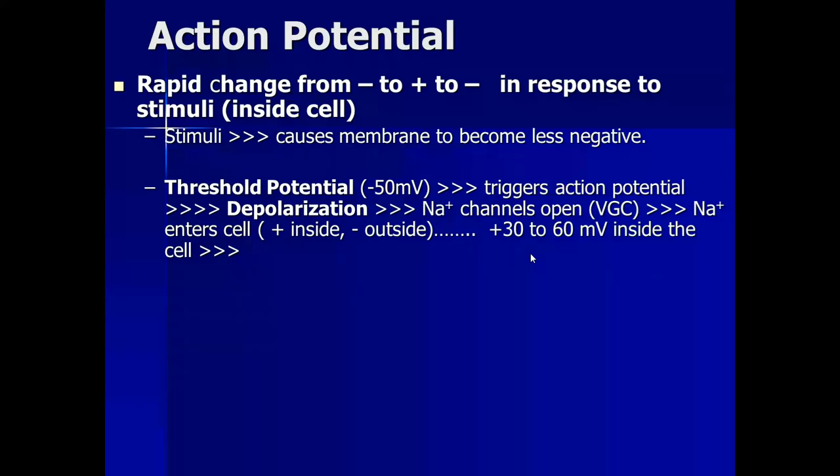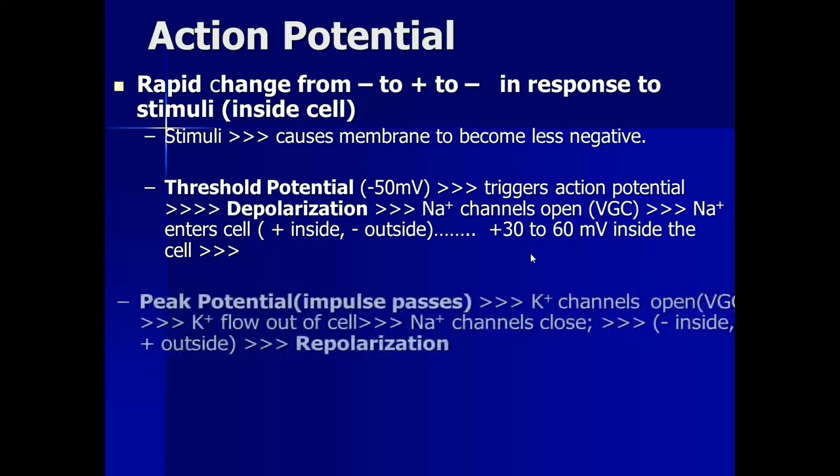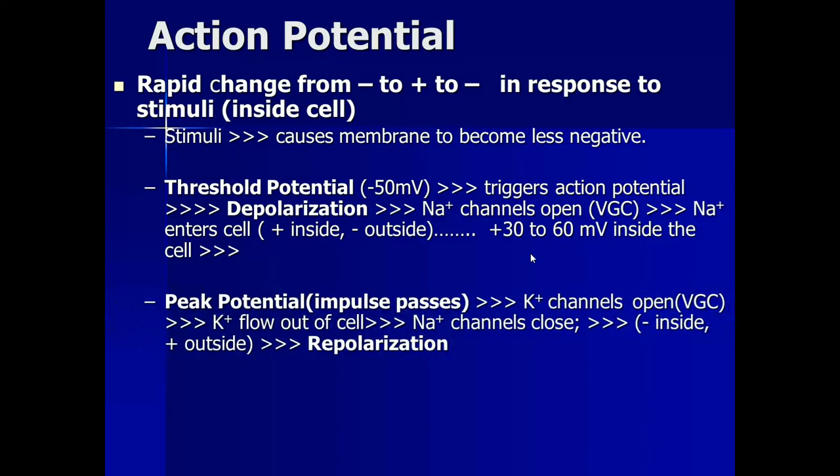As the impulse begins to move further down the axon, that which was once depolarized must repolarize. It reaches peak potential, and when it reaches peak potential, the voltage-gated channels for potassium open. Potassium begins to flow out of the cell, which triggers the closing of the sodium-gated channels, and is going to trigger repolarization, which puts the inside negative with reference to the outside positive. And that is repolarization.